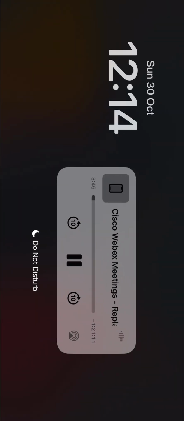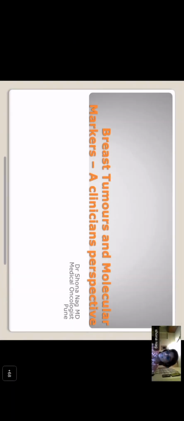Talk on breast tumors and molecular markers. I'll try and put in a clinician's perspective and also make sure I cover all the basic biomarkers. There will be some that are left out, but that's beyond the scope of this lecture.